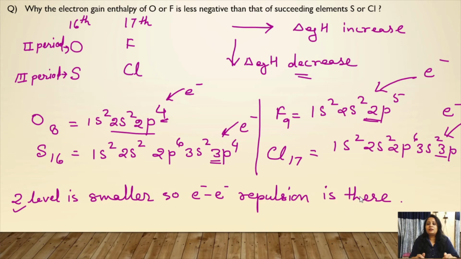Chlorine has the electron entering in the third shell, third level. So it is a very big room over there. So chlorine accepts it happily, and it has the higher negative electron gain enthalpy than the fluorine. That is the anomalous behavior according to the general trend.